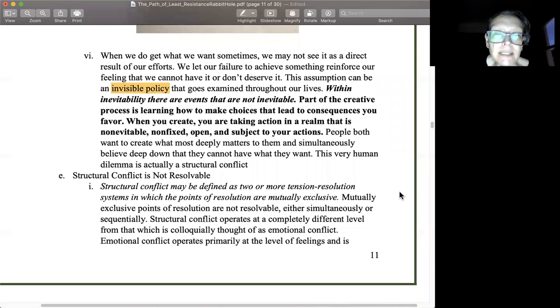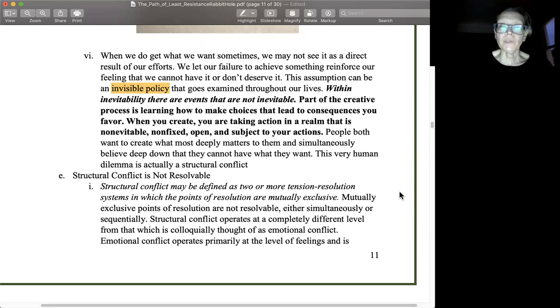Within inevitability, there are events that are not inevitable. Part of the creative process is learning how to make choices that lead to consequences you favor. When you create, you are taking action in a realm that is non-inevitable, non-fixed, open, and subject to your actions.